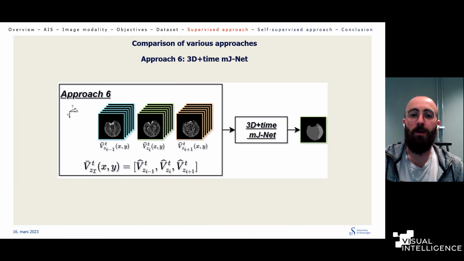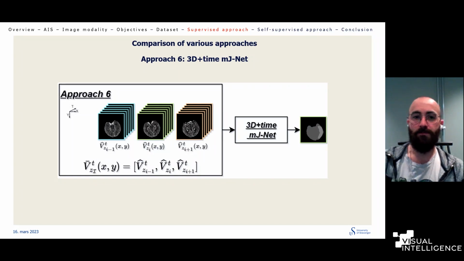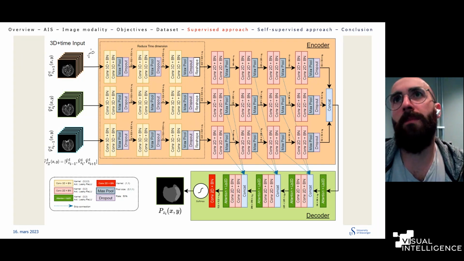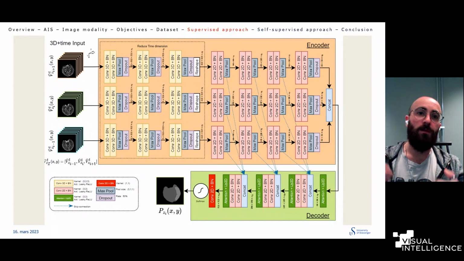Another approach that we propose is called 3D plus time MGNet, which is an extension of the first paper, where the current 2D plus time volume is treated as an input together with the neighboring volumes of the slice. So if we take, for example, a slice Z i as our current predicted slice, we also take into consideration Z i plus 1 and the previous one, Z i minus 1. The structure is similar to the paper 1 structure, but instead of only having one single encoder for this 2D plus time volume, we have 3 encoders that reduce the time dimension separately for each of the 2D plus time volumes. Then they concatenate all the extracted features at the end of the encoder, and they are decoded together in a single decoder to produce a 2D image.